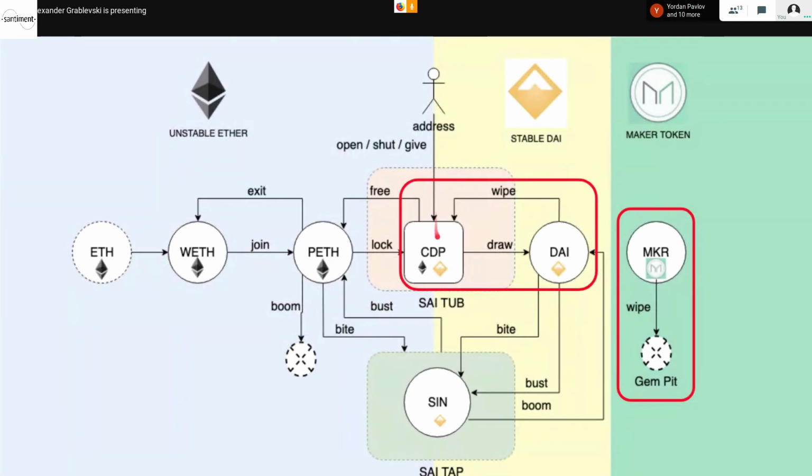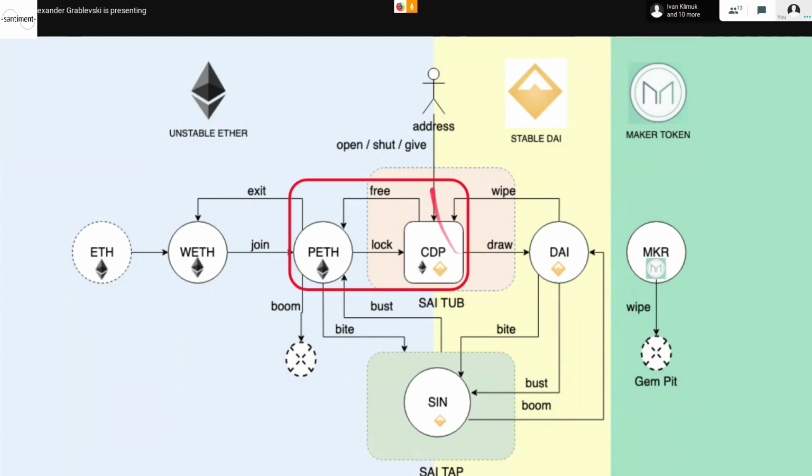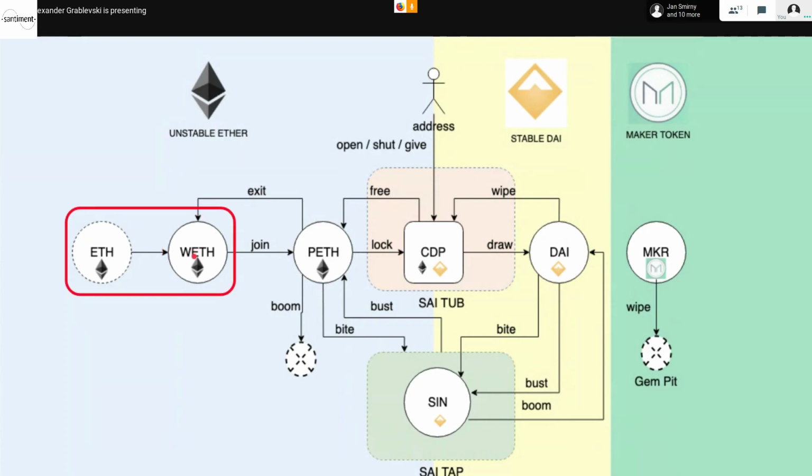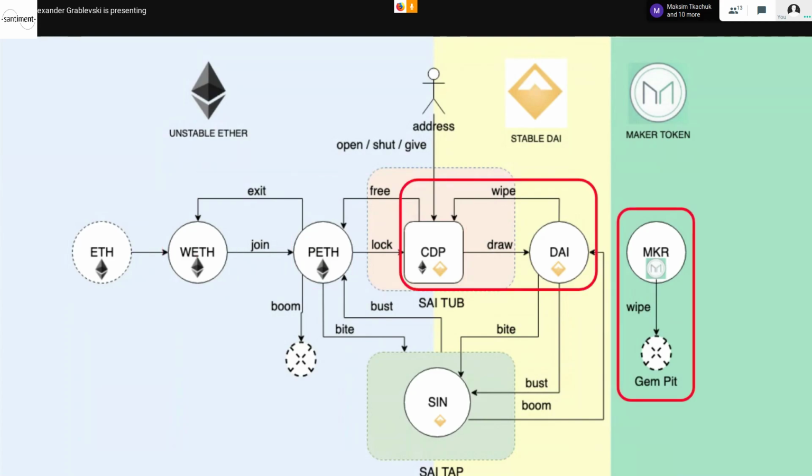To issue DAI, you have to call the draw method. That locks your pooled ETH tokens, and that gives you DAI from this CDP. At this point, you can do with your DAI anything you want. And when you decide that that's enough, you can wipe your DAI, pay some maker tokens for the fee, then free your pooled ether tokens from the CDP, then exit the pool to get your roped ETH tokens and exchange your roped ETH tokens back to Ethereum. So that's the whole cycle.